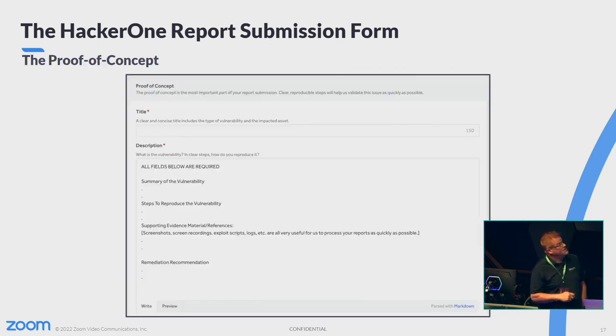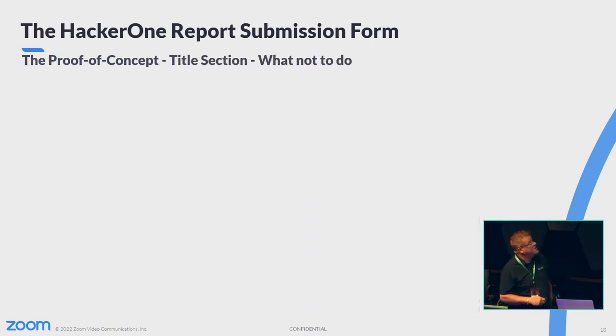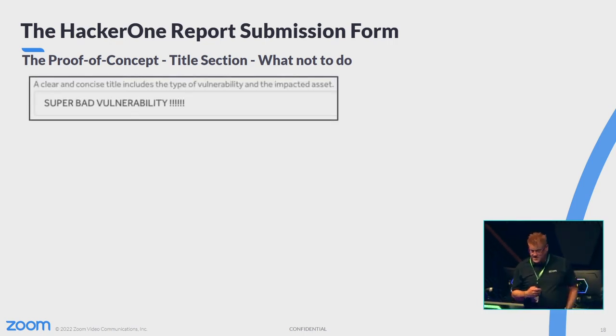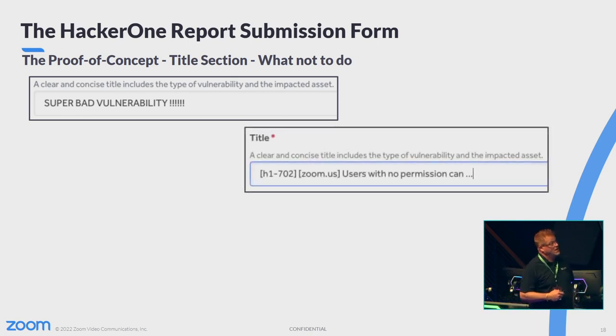All right, so now let's move on to the meat and potatoes of this, the proof of concept. So the first part is the title. I'd just like to show a couple of examples of what not to do here. I don't need you to tell me the CVSS score or your interpretation of it in the title of your report. We get this quite a bit, like super bad or all hands on deck or alert, alert, something like that. That's not helpful.